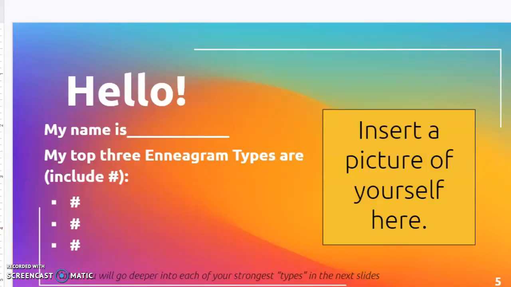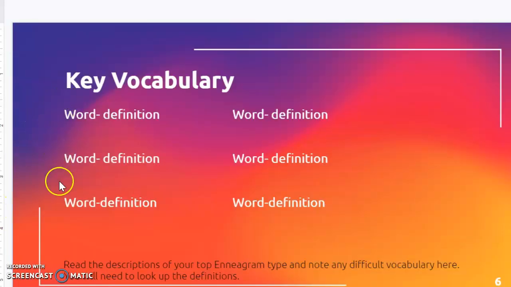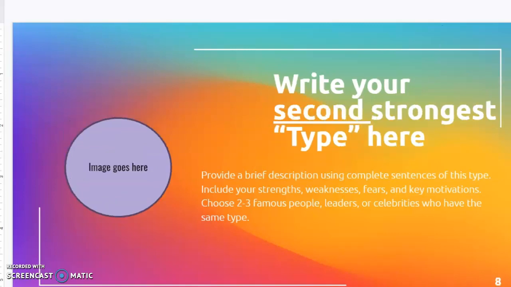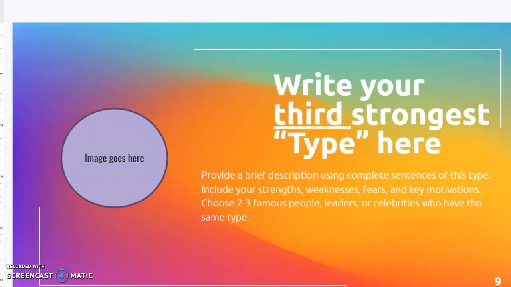So you have 3 types. So let's say you are a 9, a 5, and a 1. What are 2 words that describe you as a 9? What are 2 words that describe you as a 5? And what are 2 words that describe you as a 1? Okay? Write your first strongest type here. So if you're a 9, I want to see your 9 right here, okay? If you're a 5, you're going to put your second strongest type here, whatever it is. And then if you're a 1, just as Ms.